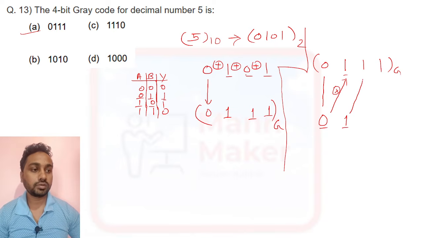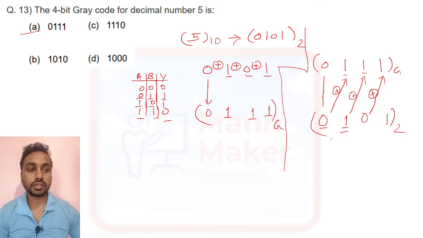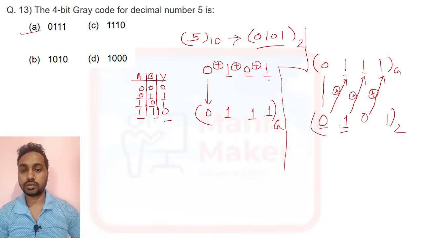Again from this 1 to this 1 you need to apply XOR operation. This one and this one, so 1 XOR 1 is what? 0. So here it will come 0. Now again 0 and 1, 0 XOR 1 is what? 1. So this is your binary representation, which is matching with this one. So like this you need to do gray to binary and binary to gray conversion.